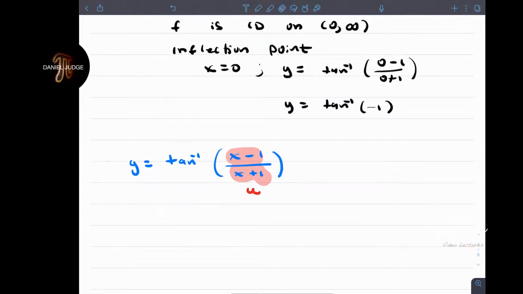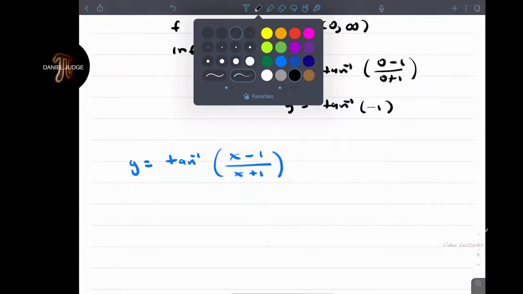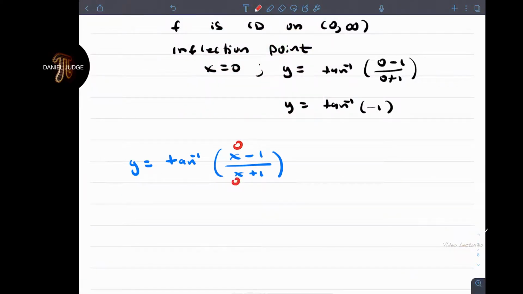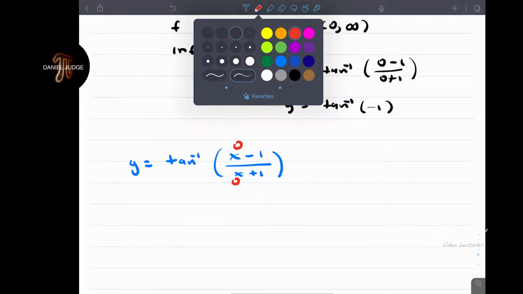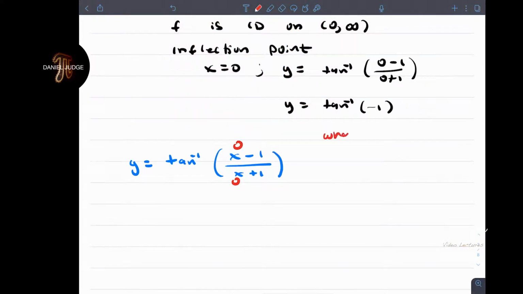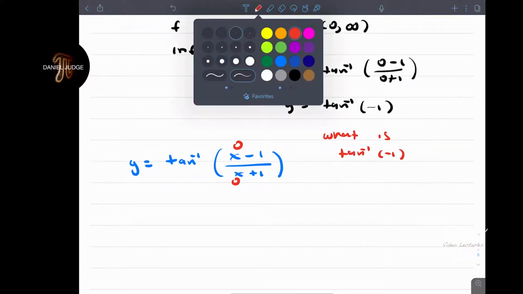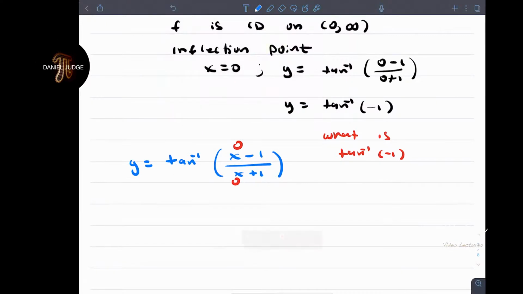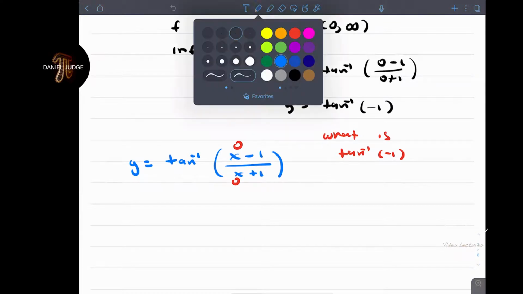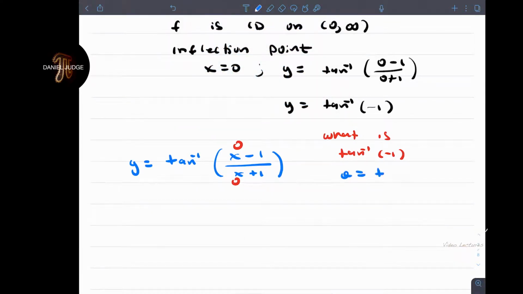So this is what we just did. We plugged in the value for x here, x being 0. This is how we have inverse tangent -1. Now, you have to answer the question, what is the inverse tangent of -1? What's that angle, right? So you can think of it as, we can say, let theta be inverse tangent -1, which means tangent theta is -1.